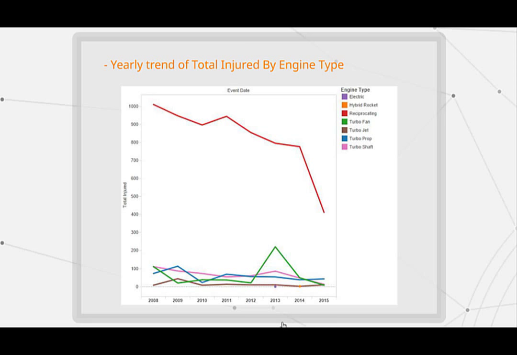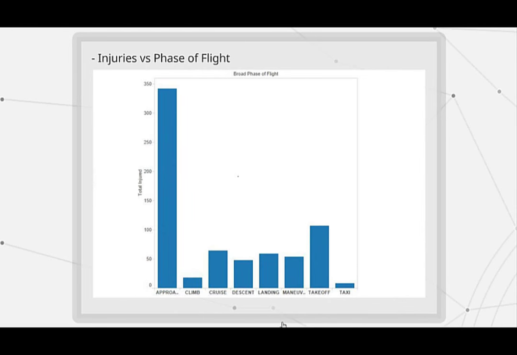Moving on to the next figure, which is a bar graph. This shows the accidents at different phases of flight when they occurred. We can observe that most of the fatal accidents occur during the approach phase of flight. The second most common phase of flight vulnerable to fatal accidents is the takeoff stage.